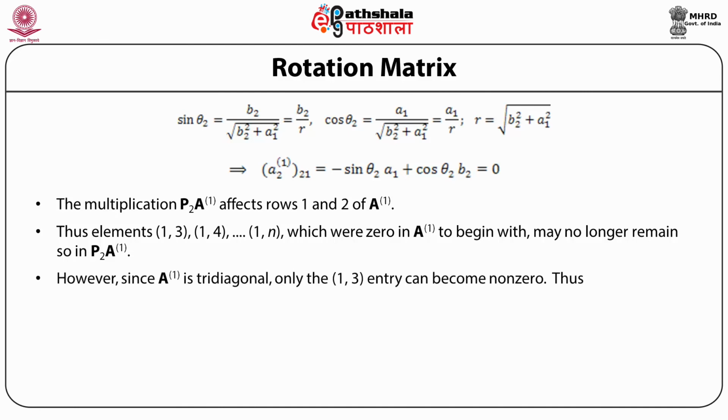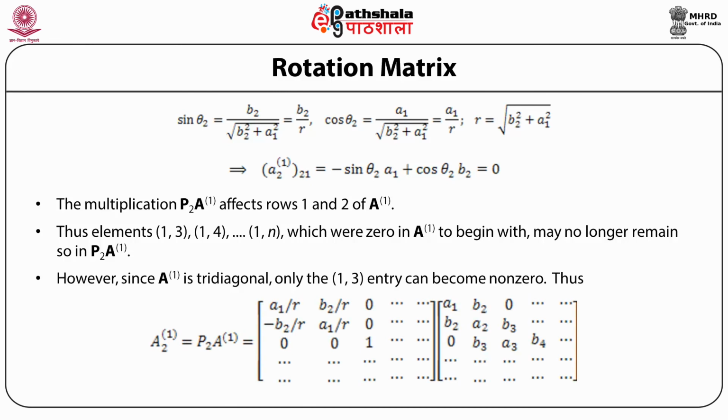However, since A^(1) is tridiagonal, only the (1,3) entry can become non-zero. Thus, A2^(1) equals P2 into A^(1) equals the matrix with rows a1 by r, b2 by r, 0, 0; minus b2 by r, a1 by r, 0, 0; 0, 0, 1 and so on, into the tridiagonal matrix with a1, b2, 0, 0; b2, a2, b3, 0; 0, b3, a3, b4 and so on.